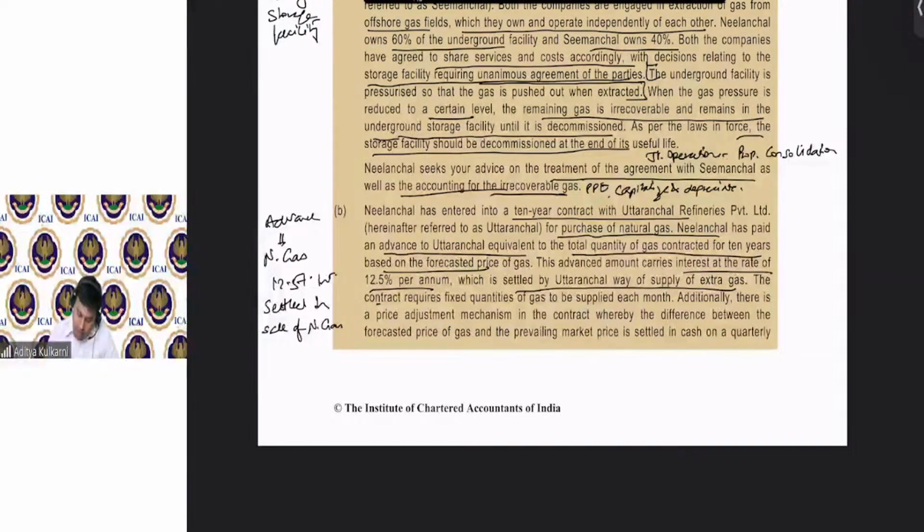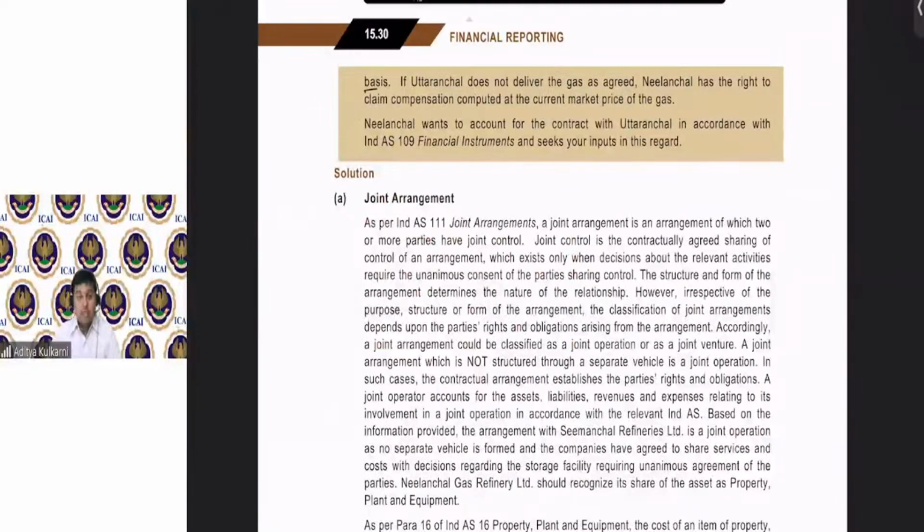The contract requires fixed quantities of gas to be supplied each month. Additionally, there is a price adjustment mechanism in the contract whereby the difference between the forecasted price of gas and the prevailing market price is settled in cash on a quarterly basis. This could be a financial instrument because the price differences are being adjusted in cash. But this is a derivative contract for own use, for which you are doing a gross settlement, and therefore financial instruments on the entire transaction, that is advance plus interest thereon, will not be applicable. If Uttaranchal does not deliver the gas as agreed, Neelanchal has the right to claim compensation computed at the current market price of the gas.